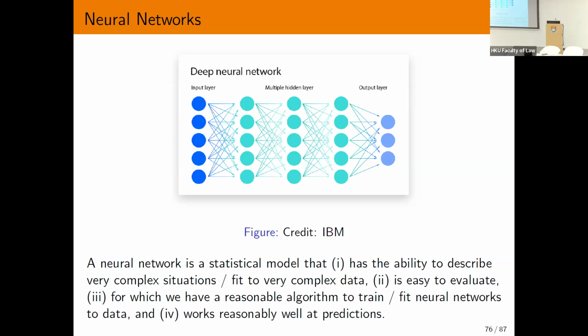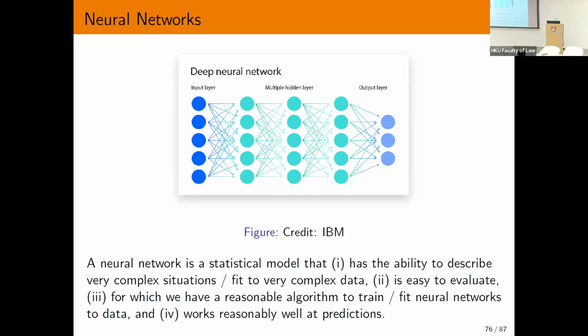I'm going to describe a neural network with three properties that are perhaps the most salient points about this. A neural network is a statistical model that, number one, has the ability to describe very complex situations. So they can encode very complex things. Number two is that it's very easy to evaluate.